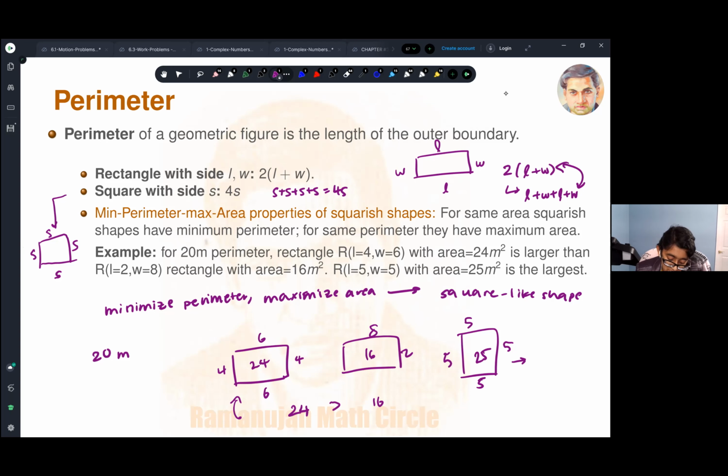So the more squarish, i.e. the closer the length and the width are to each other in value, the more maximum area we get using the least perimeter possible. And this often comes in useful when you do fencing related problems and things like that, because they sometimes ask what the maximum area is given some fencing materials.